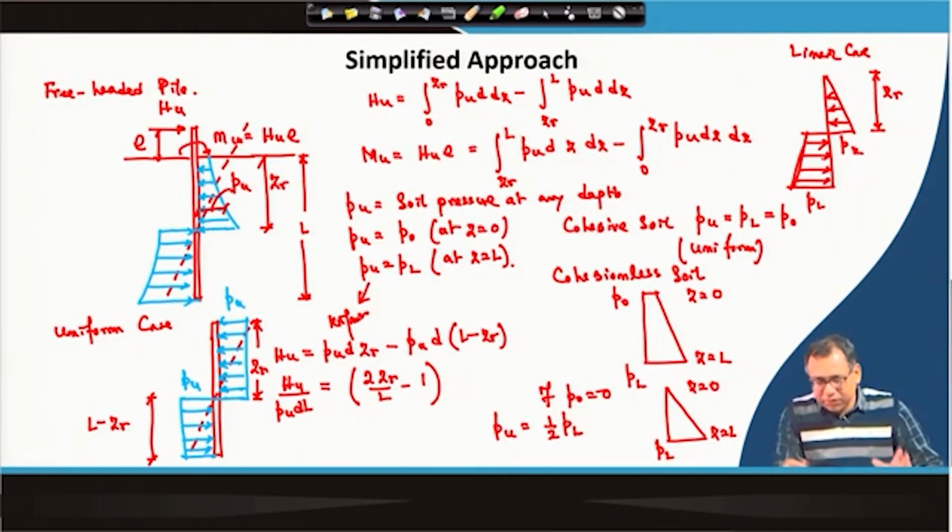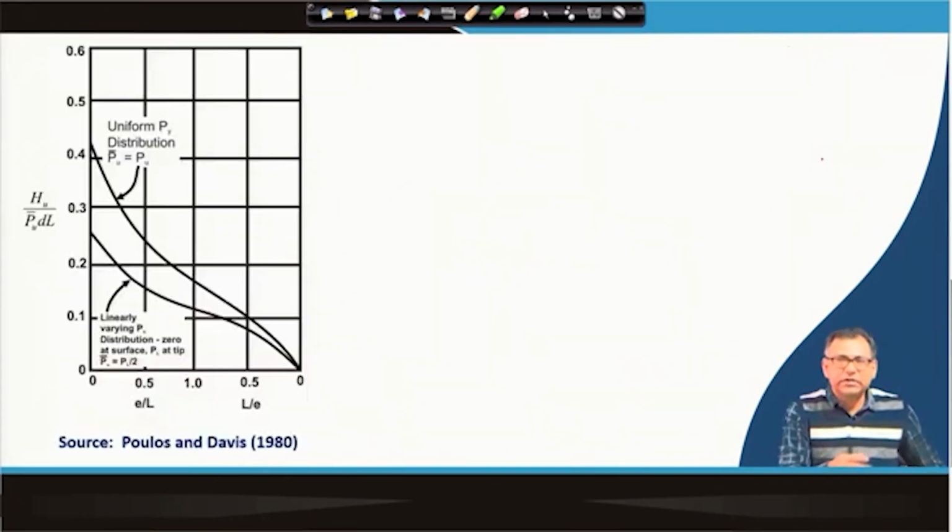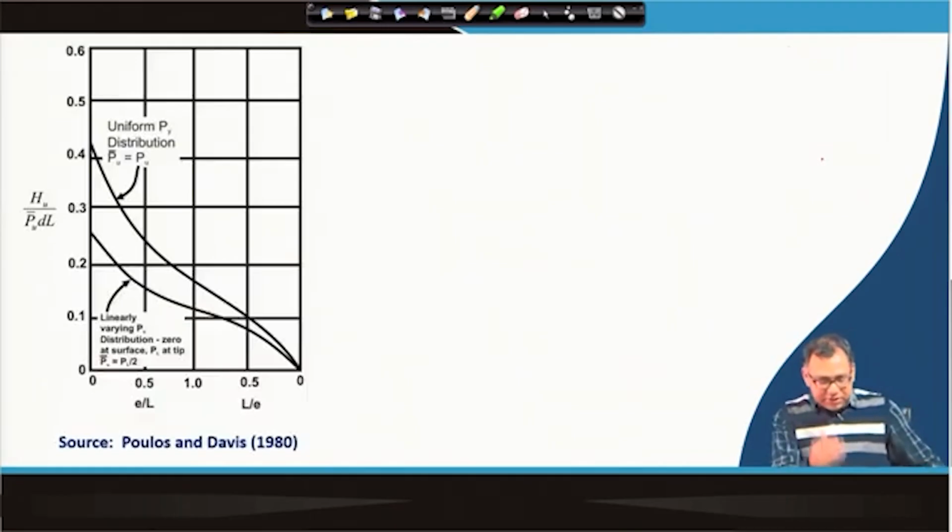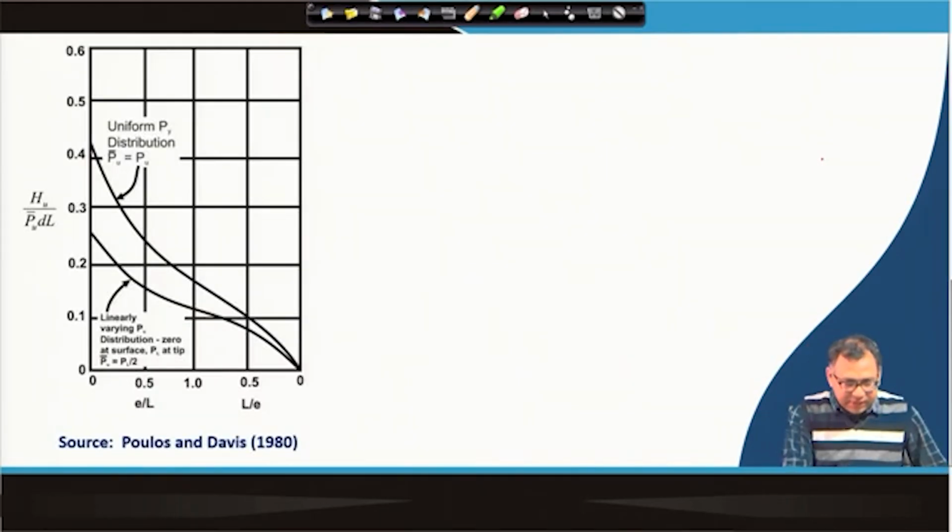Based on those equations, I am just discussing the concept of how this simplified approach is used, and I have not given the equations because I have discussed the concept. Based on that concept, equations are derived and then based on those equations these charts are developed. Okay. So, we can use this chart and then we can get the H U. This is P U bar, which is basically the average.